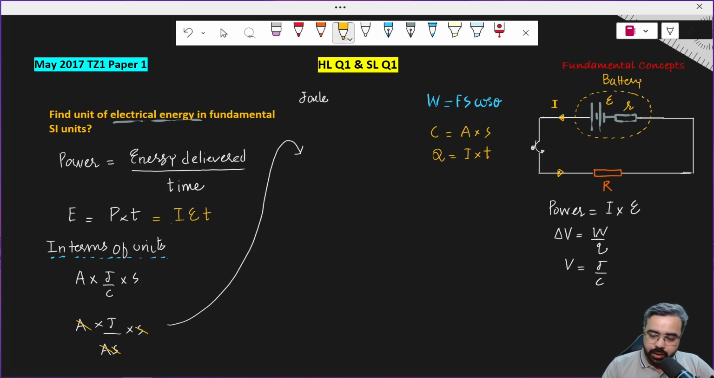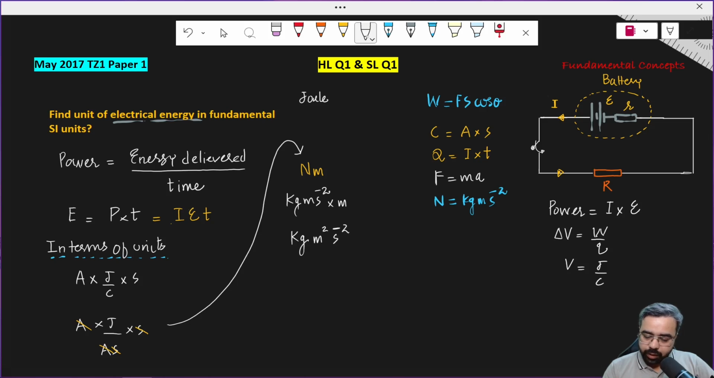Now the joule is equal to the Newton times meter, okay? And the Newton is a unit of force, and the force is equal to ma according to Newton's second law, right? So that's why the Newton should be equal to kilogram meter per second square, times meter. So hence this is the fundamental SI unit of energy, in which all the units are the fundamental SI units.